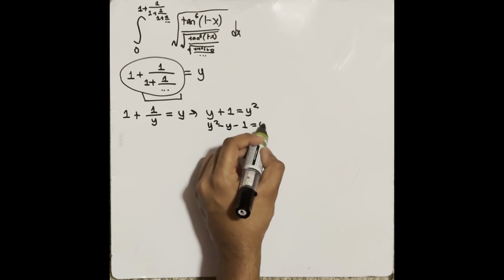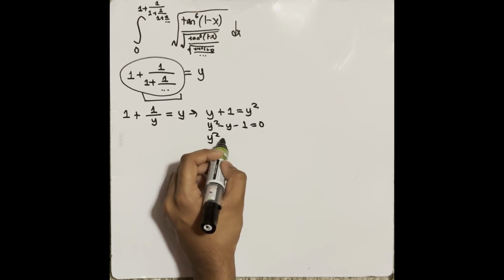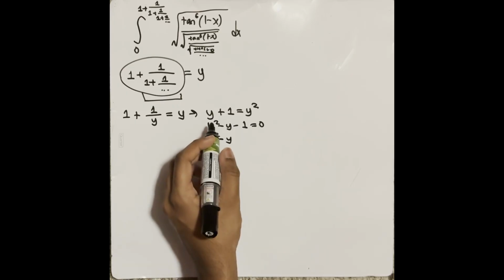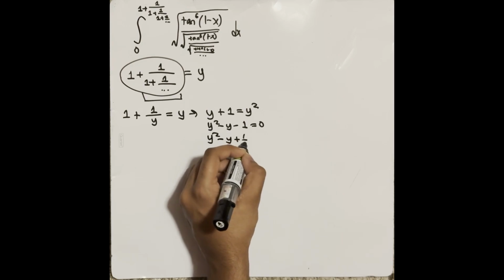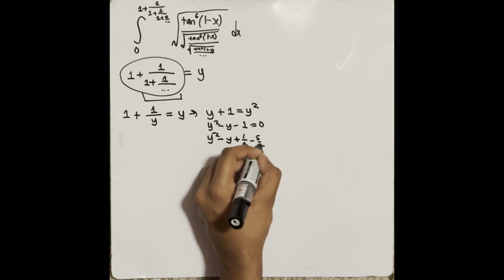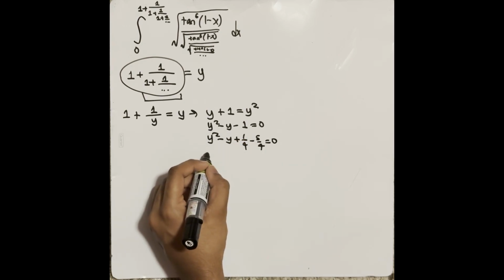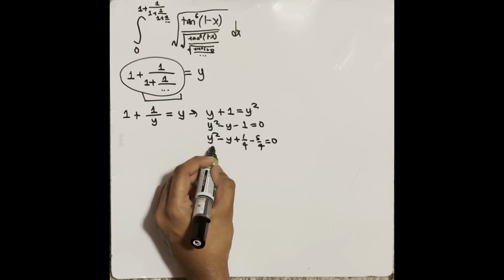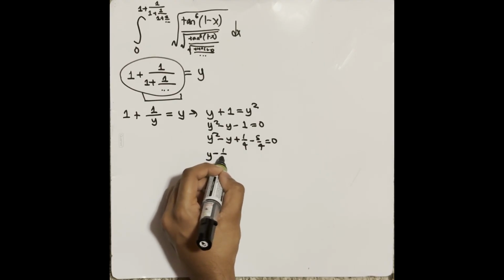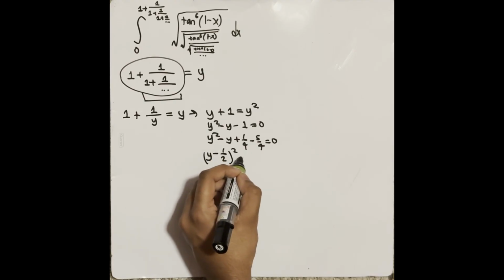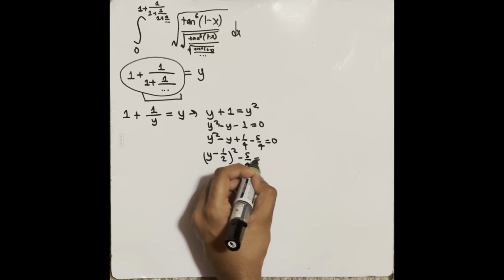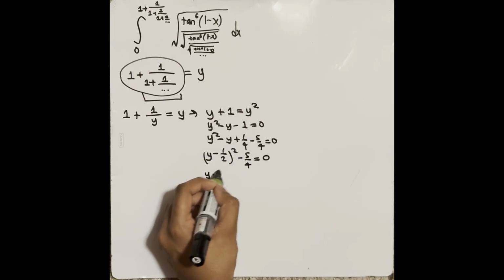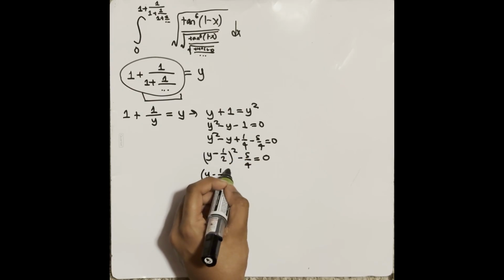Implementing the completing the square method, we take -1, divide that by 2, so you get -1/2. You square that value, so you get +1/4. So decompose the -1 into +1/4 and -5/4. Now factor the y squared minus y plus 1/4 into y minus 1/2 whole squared, and the -5/4 and the equals 0 stay the same. Now add 5/4 to both sides to get y minus 1/2 whole squared is equal to 5/4.